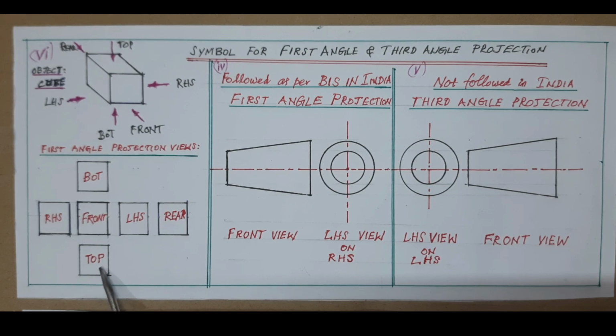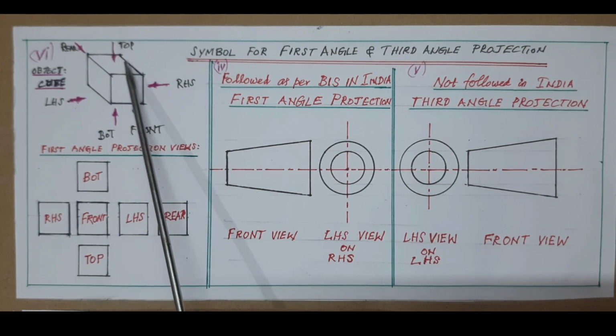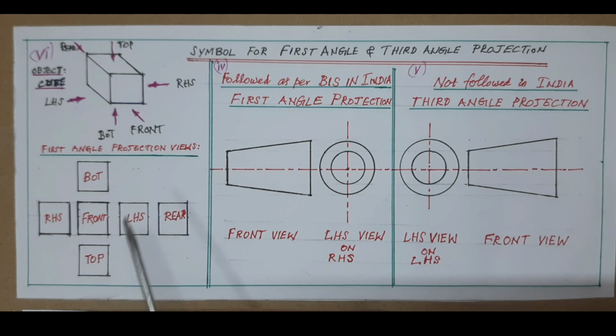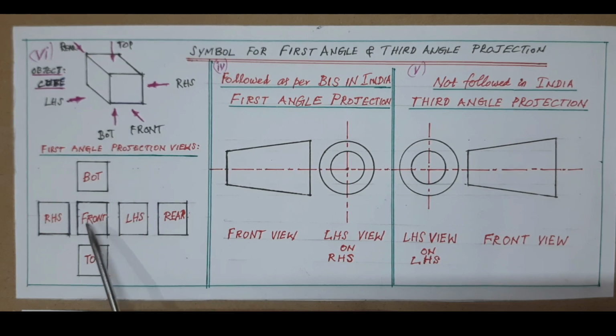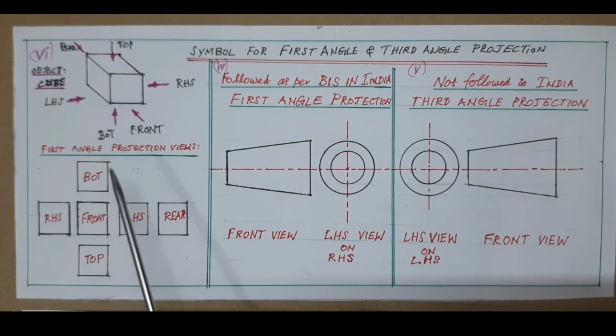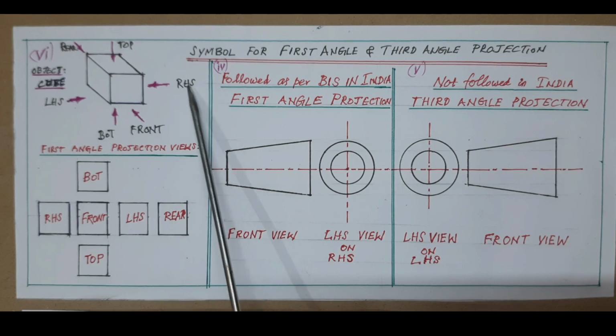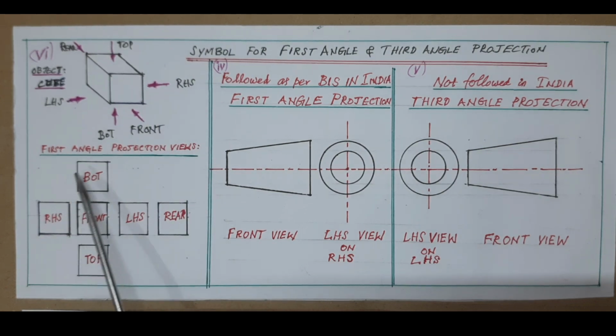For first angle, the opposite sides are to be taken for drawing. The sides from which we view should not be used for drawing. So viewing from the top, drawing at the opposite side. Viewing from the bottom, drawing on the opposite side, that is above the front. Likewise, the left hand side is viewed and drawn on the right hand side. The right hand side is viewed and drawn on the left hand side. Likewise, we can do all the 4 around the front view at the center.